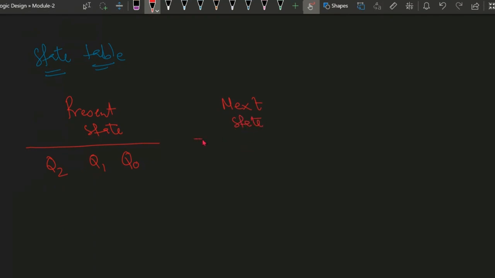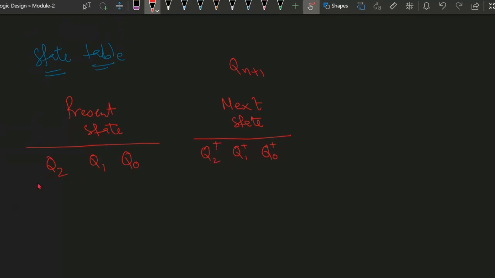Next state of the flip-flop. In the next state, we generally write Qn plus 1. Instead of writing Qn plus 1, we will be writing Q0, and here we will be making it plus. So it indicates that we are talking about the next state. So Q0 plus, Q1 plus, Q2 plus.